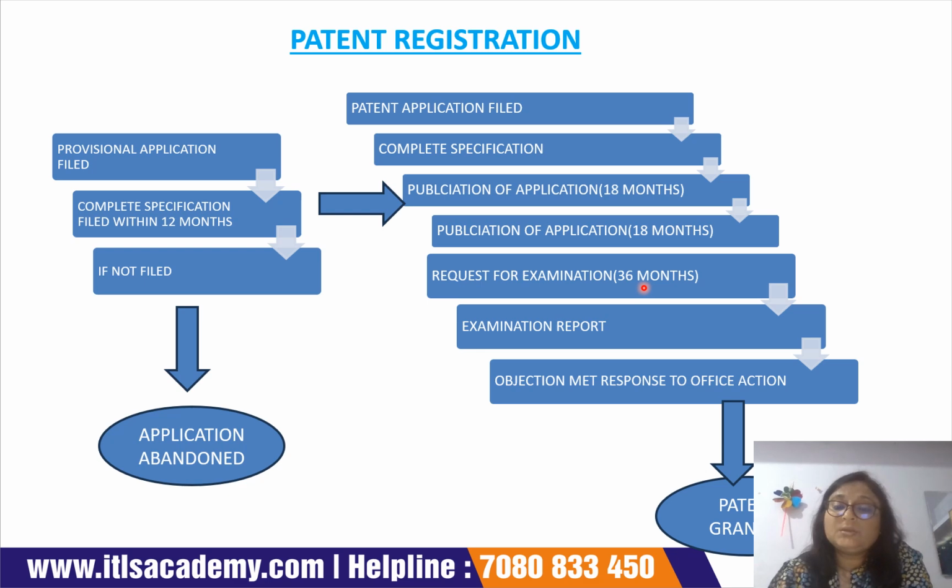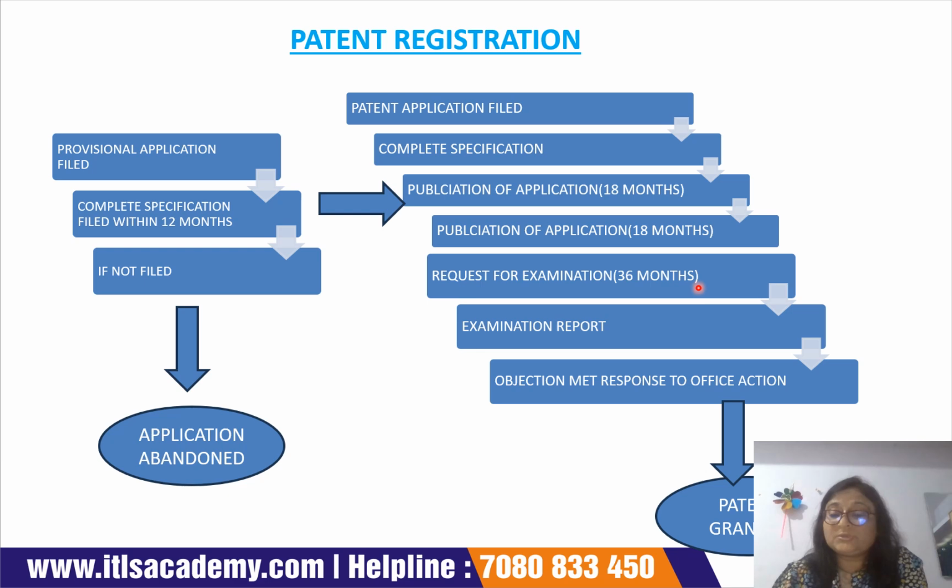So here you can request for examination within 36 months, sorry, within 31 months from the date of your prior application. If you have filed a provisional application, then the date of your prior application will be this date. But if you have directly filed the complete specification, then the date of filing will be this date. Like you have a grace period of 12 months for filing the complete specification. So here your priority date will be only the date of the provisional application. And from these dates, within 31 months, you have to file the request for examination.